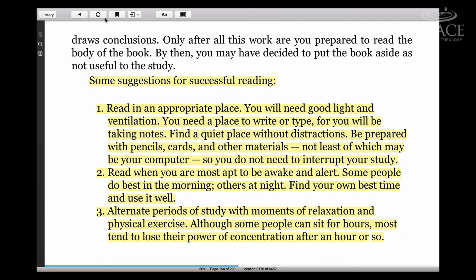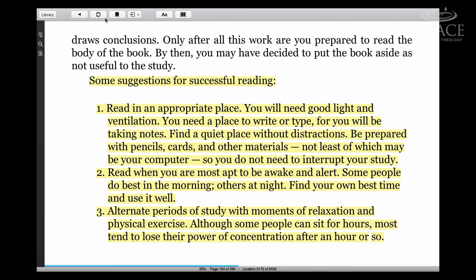Here's some ideas for successful research reading. Read in an appropriate place with good light and ventilation. You need to be able to be in a place where you can type or write. So in this giant padded chair, probably not the best place. It needs to be a place where you're not distracted. Time of day, whenever you're most alert. Some people are morning people, some people are evening people.